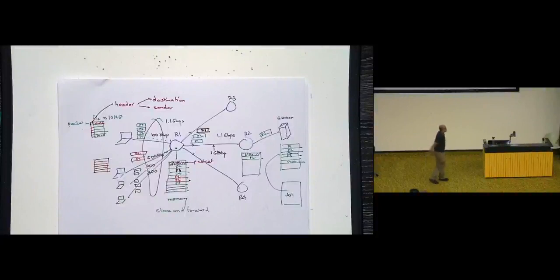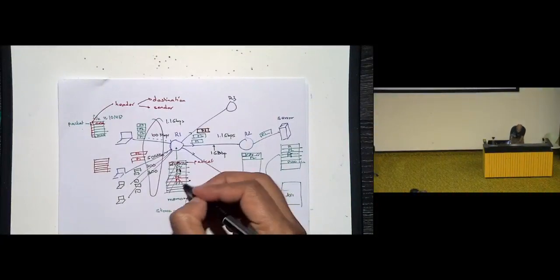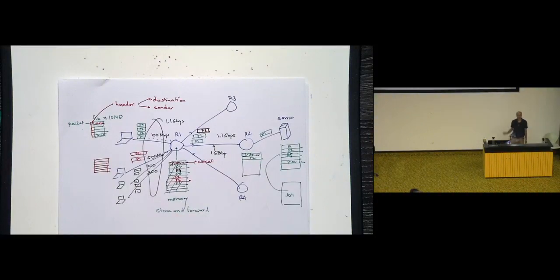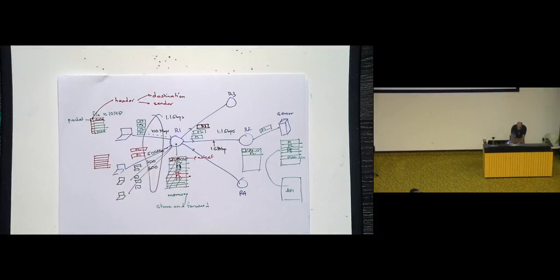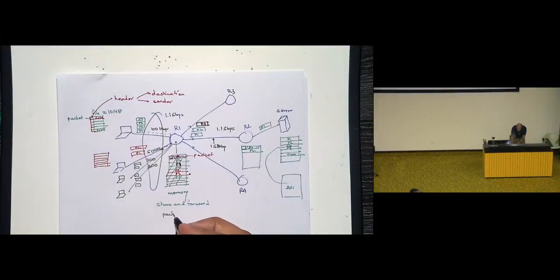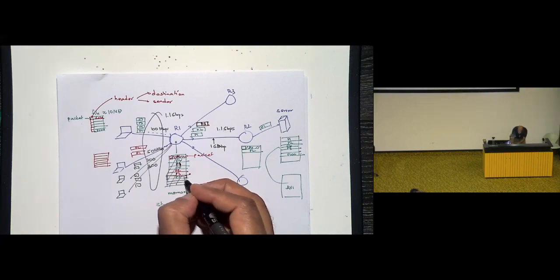Okay? So when your buffer becomes full, let's say this is all full now, and if a new packet comes in, there is no more space, the router cannot store it. In that case, you have packet loss. That's one.